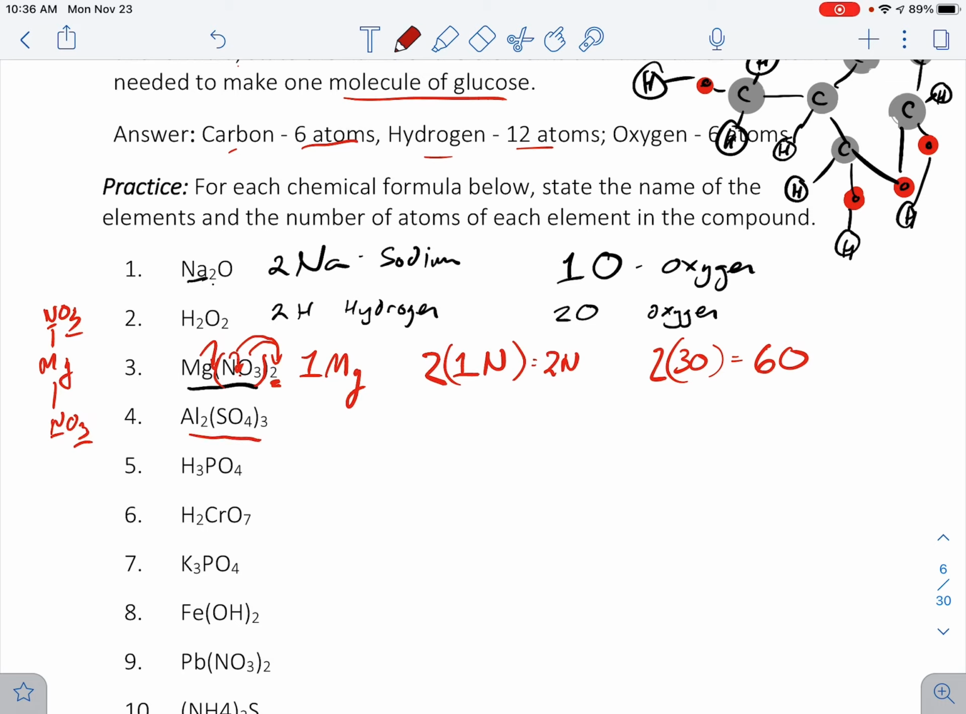Let's do the aluminum here. So we have aluminum, the subscript for aluminum is 2, so 2 aluminums. And then the SO4, we can say that's 1S and 4 oxygens, but then we want to take that bracket, wrap it around, and bring that 3 outside of both of them, because they're both inside of those brackets. And then we're going to finish up by cleaning up. So 3 times 1, 3 sulfurs in total. And 3 times 4 is 12 oxygens in total. So quite a few more oxygens.